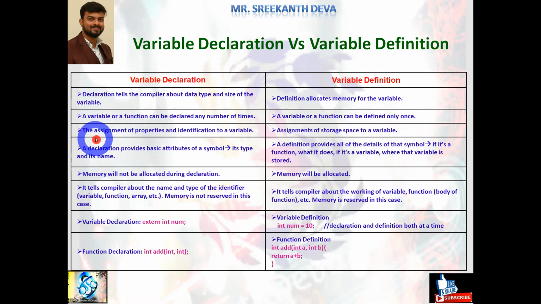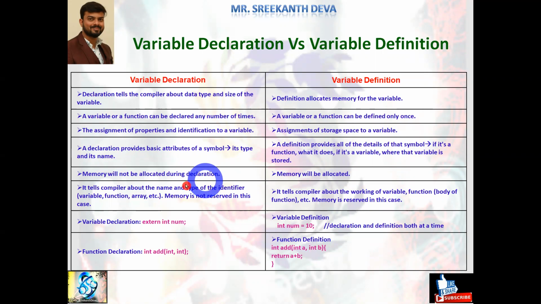In the variable declaration, there is an assignment of properties and identification to a variable. The variable definition assigns storage space to a variable. A declaration provides the basic attributes of a symbol, its type and its name. A definition provides all of the details of that symbol. If it's a function, what it does. If it's a variable, where that variable is stored.